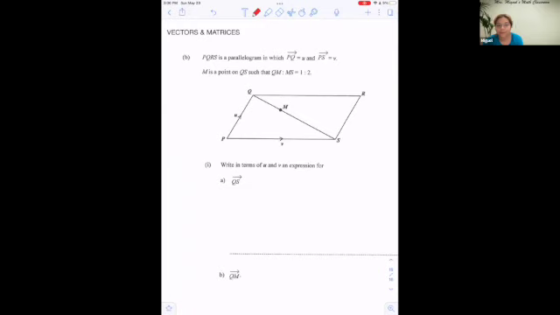PQRS is a parallelogram in which PQ is U. So P to Q going in this direction is U. So also going in this direction is SR. So SR can also be written as U. Going in this direction, PS is V. So going in the same direction, QR is also V.